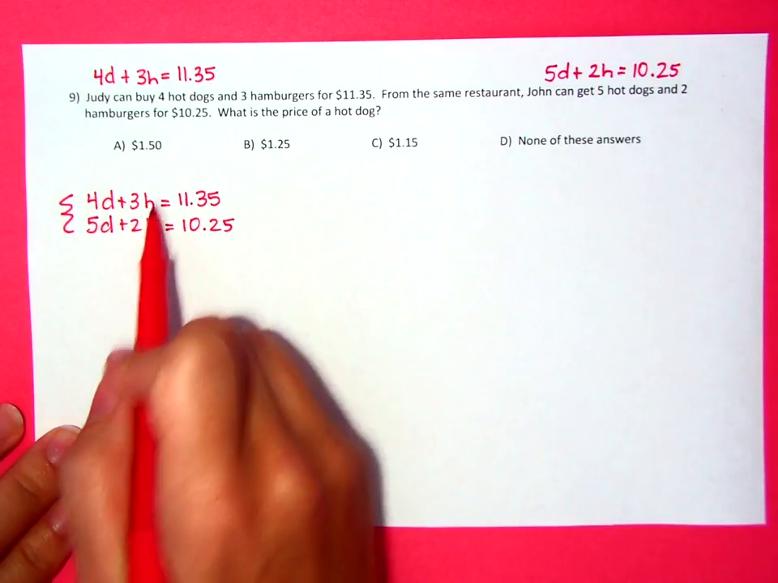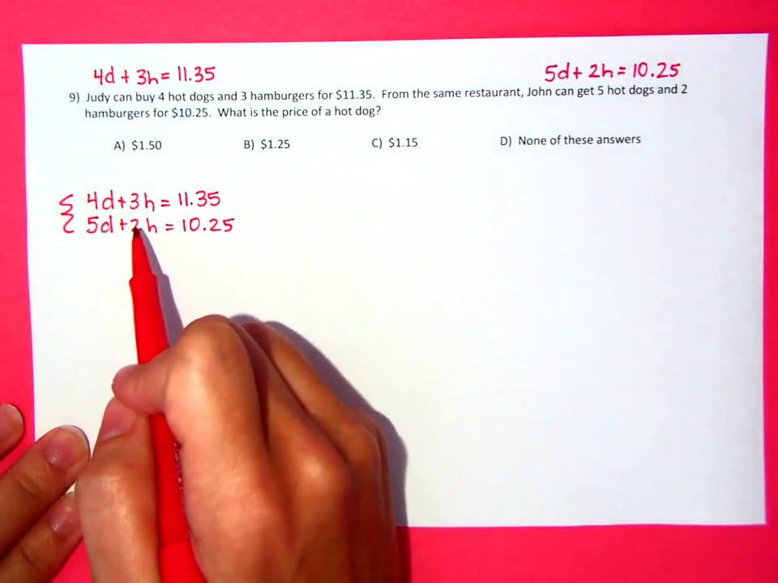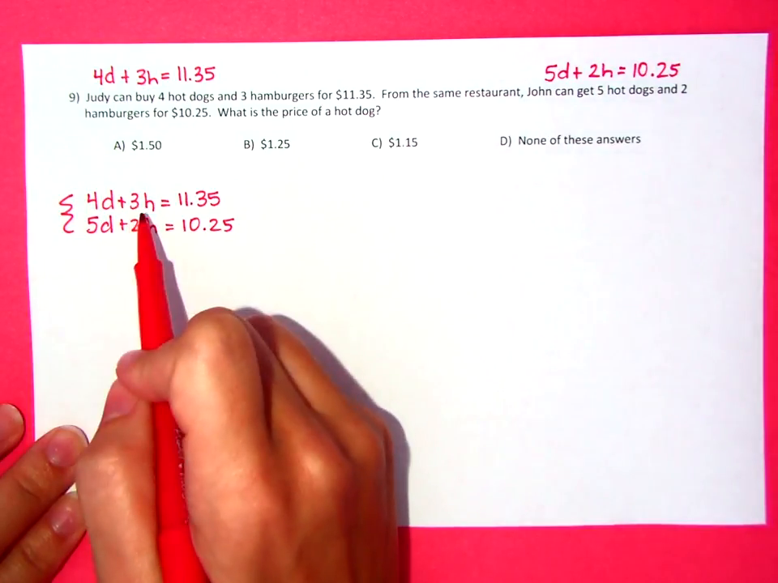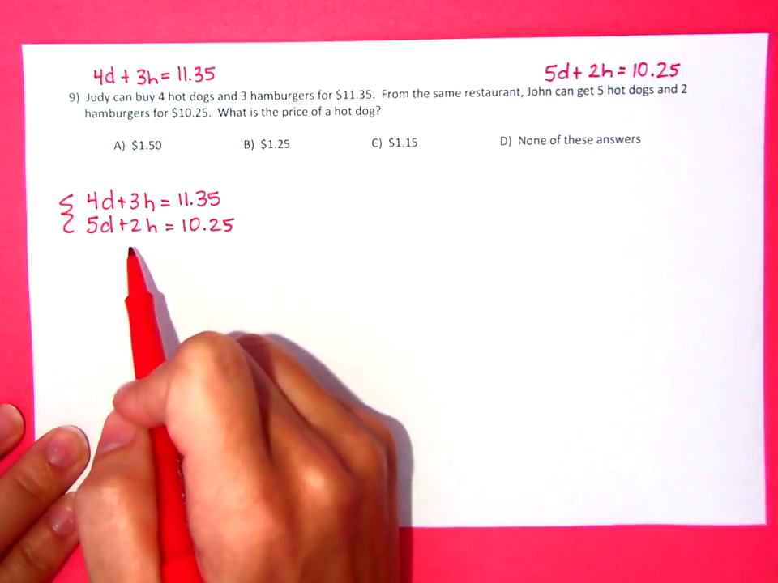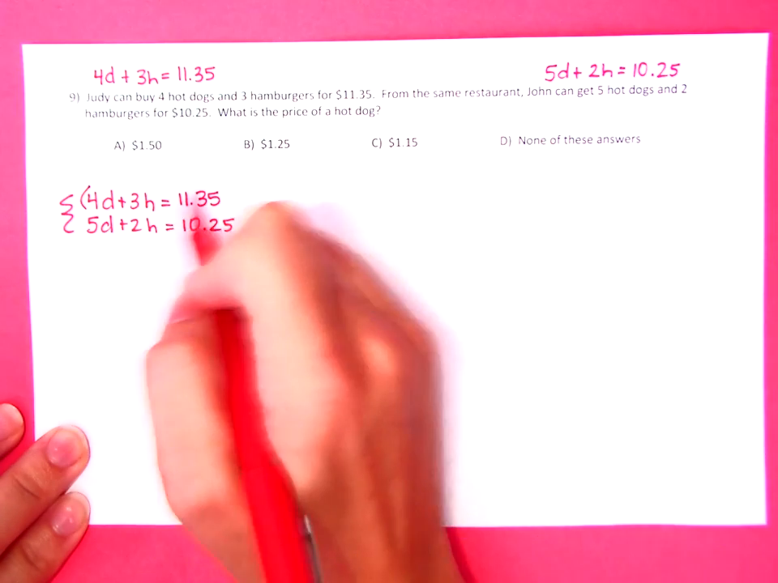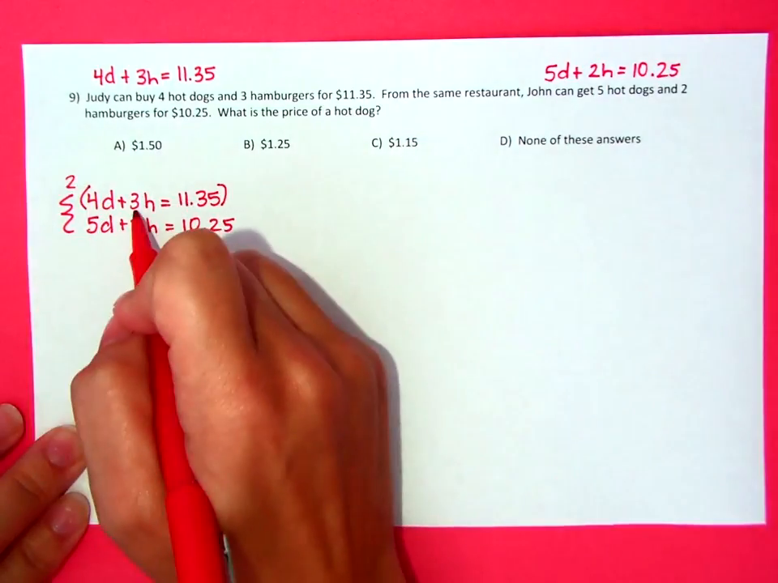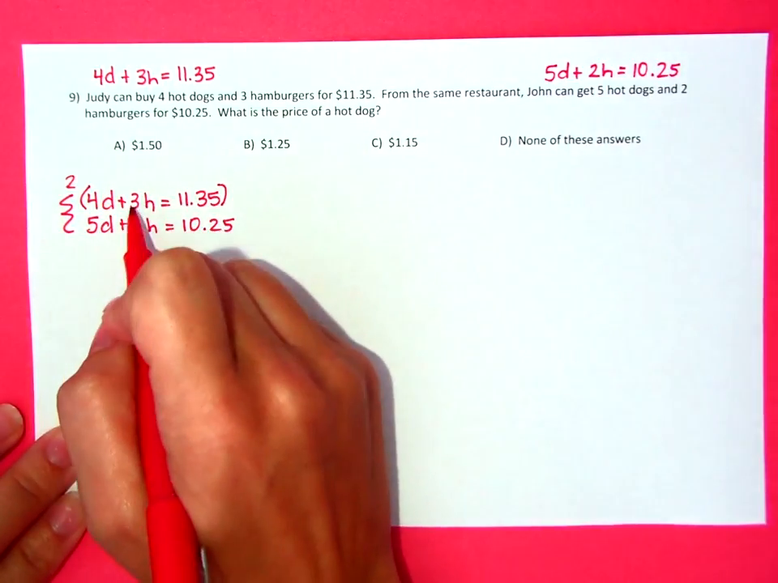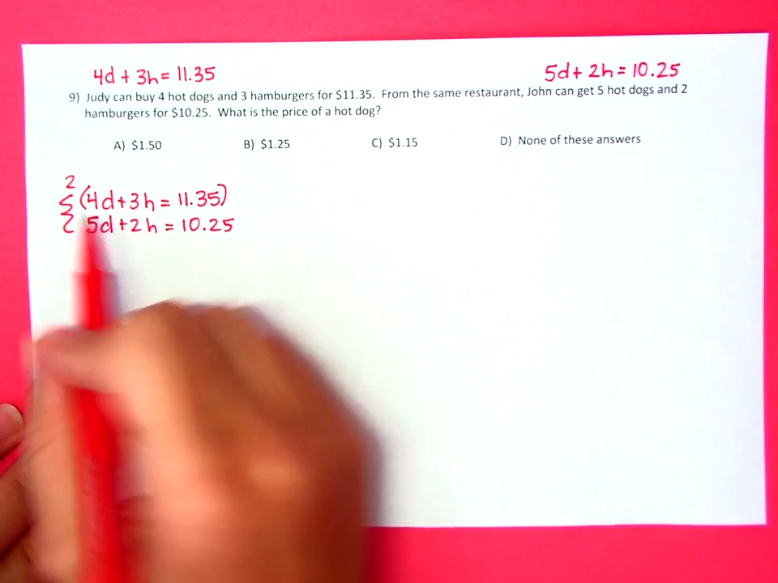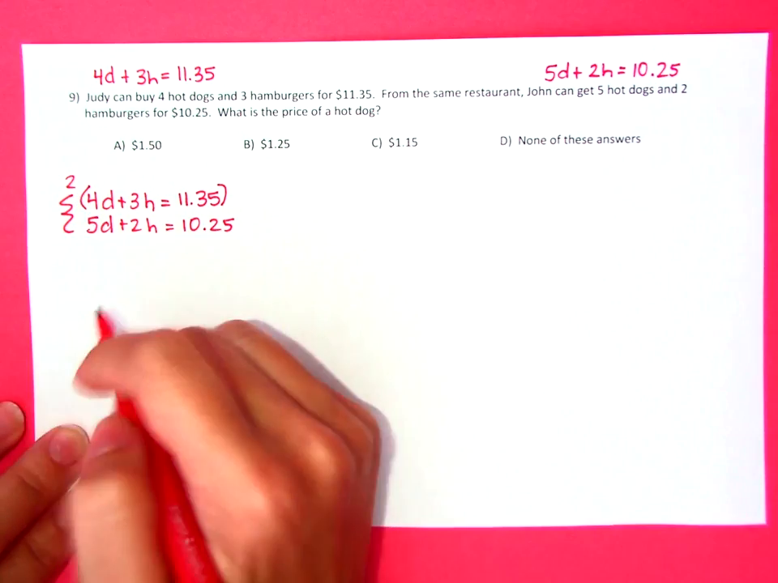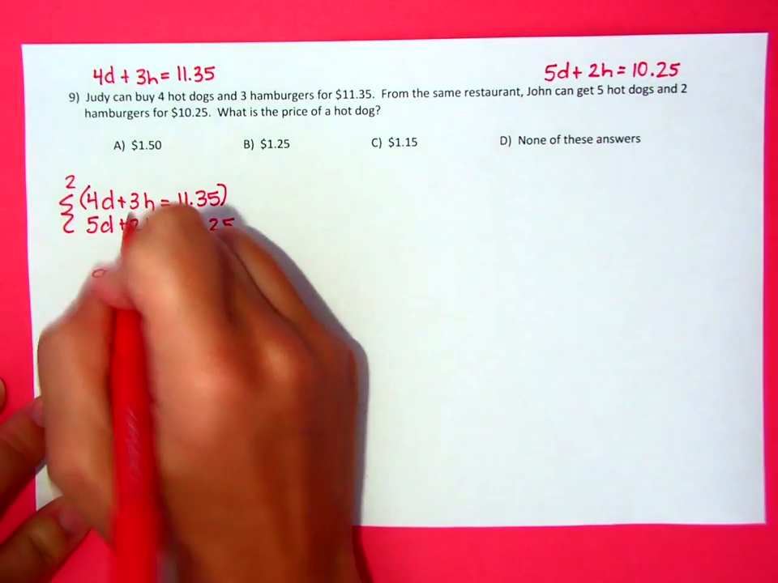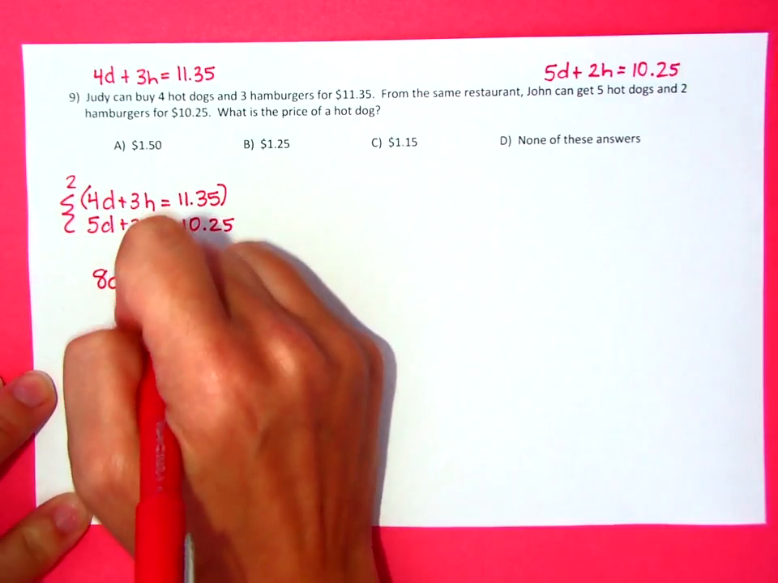To eliminate the H's, we need to get the H's to be opposites of each other. For example, if I can get this to become 6H and this to become negative 6H, those would cancel if we added them together. Well, how do I get this to become 6H? I would multiply 2 times that 3H, and it would make a 6H. But if I multiply this by 2, everything else in the equation needs to get multiplied by 2. So we're going to start by multiplying 2 times 4D, which would give me 8D, plus 2 times the 3H, we're distributing here, would give me 6H.